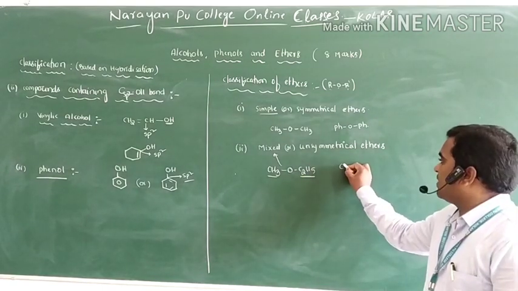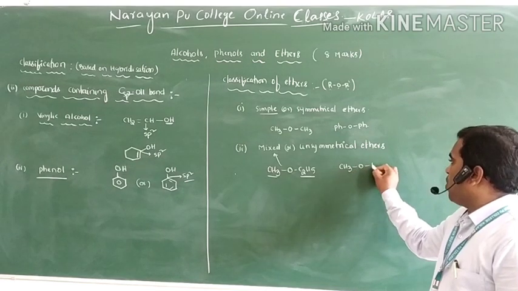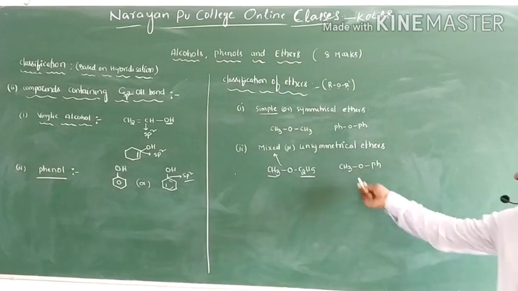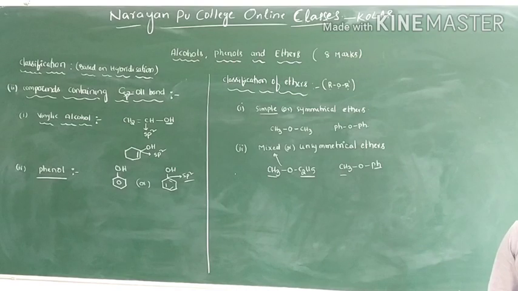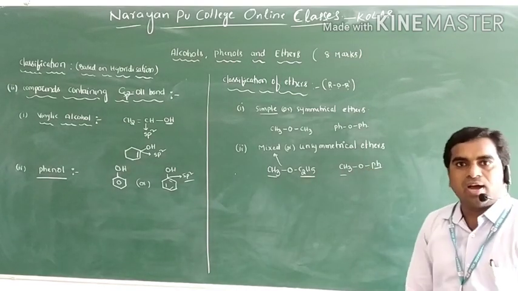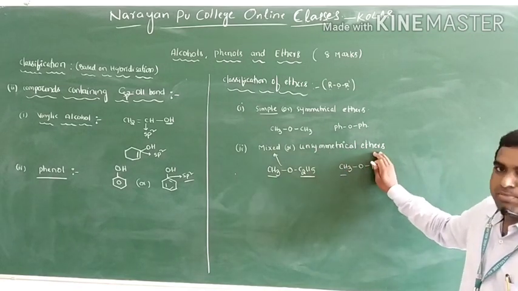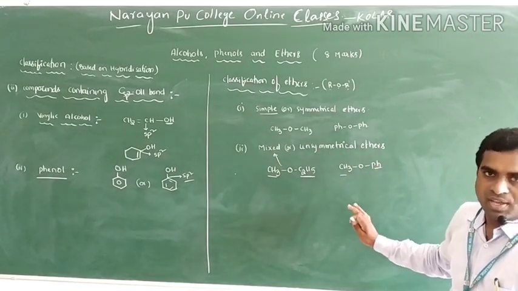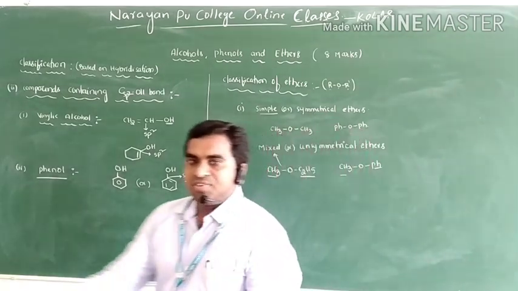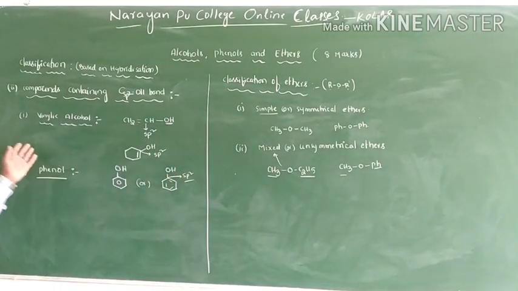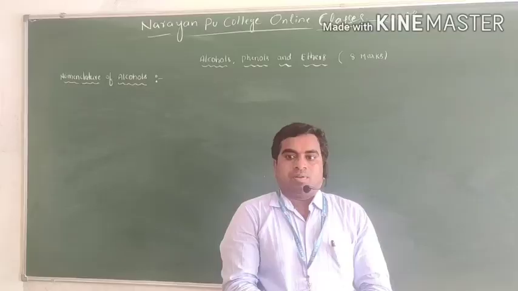Or you can write here CH3OPh. One is CH3 and another one is Ph. Both groups attached to the oxygen are different. So that's why we will call these mixed or unsymmetrical ethers. So this is about the classification of alcohols, phenols and ethers.